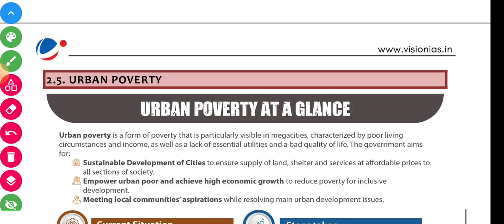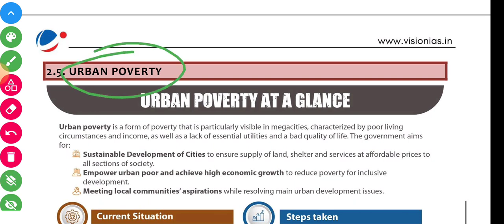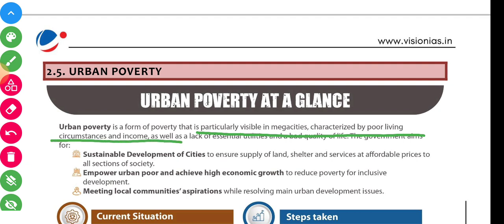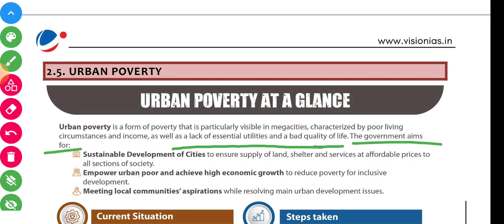Next is urban poverty. What is urban poverty? Urban poverty is a form of poverty that is particularly visible in mega cities, characterized by poor living circumstances and income as well as lack of essential utilities and bad quality of life. The government aims for sustainable development of cities to ensure supply of land, shelter, and services at affordable prices to all sections of the society.